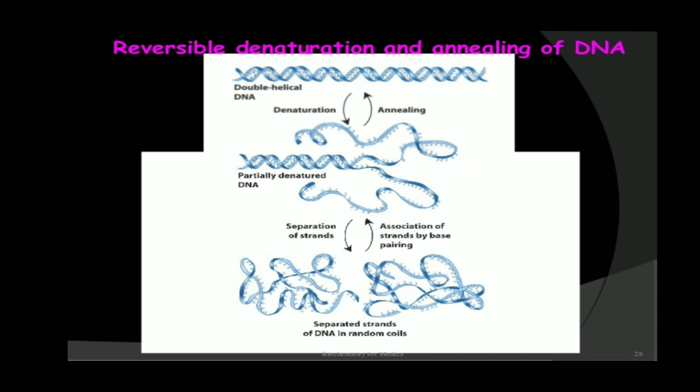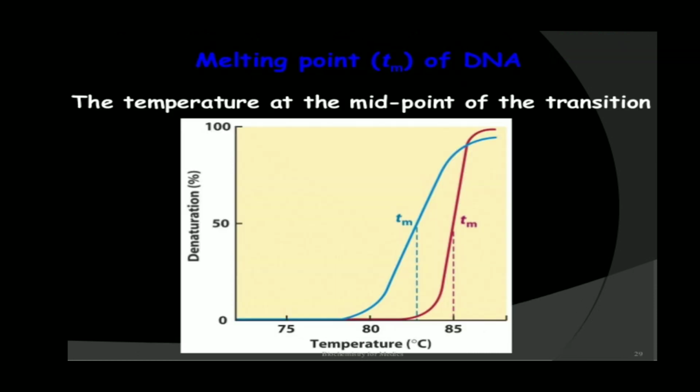So the double helical DNA can be denatured to convert it into single stranded DNA. The single stranded DNA will get together, linked by hydrogen bonds, and convert again into the double helical structure of DNA. So that is called annealing, right? This separation of the strands as well as the association of the strands by base pairing is called the denaturation and annealing of DNA.